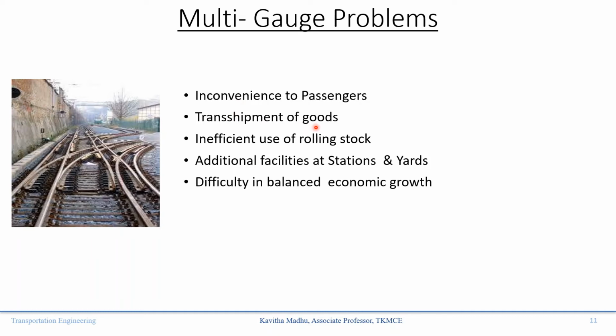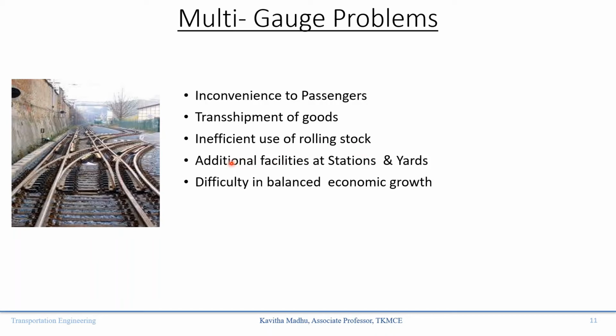The goods need to be transshipped wherever the gauges change, which can result in damage to the goods, or chances of theft or misplacement. It can again result in delay. Then the rolling stock. The rolling stock means the wagons and coaches together, known by the name rolling stock. There is inefficient use of rolling stock, because it is not being fully utilized; most of the time it is kept idle.